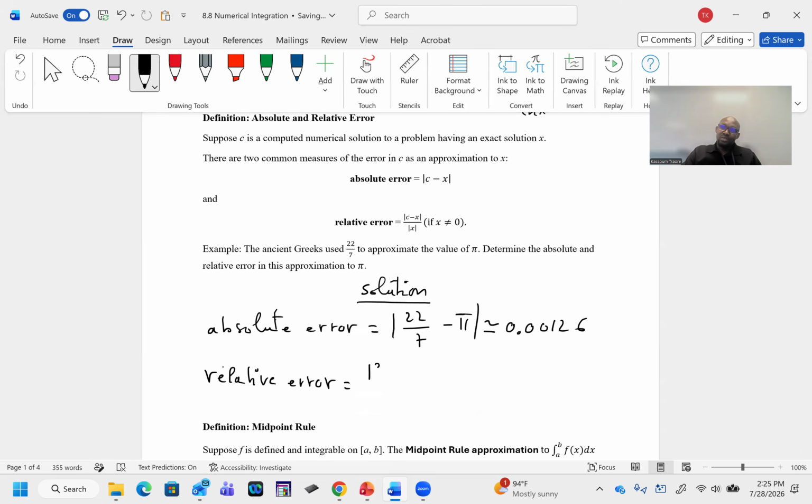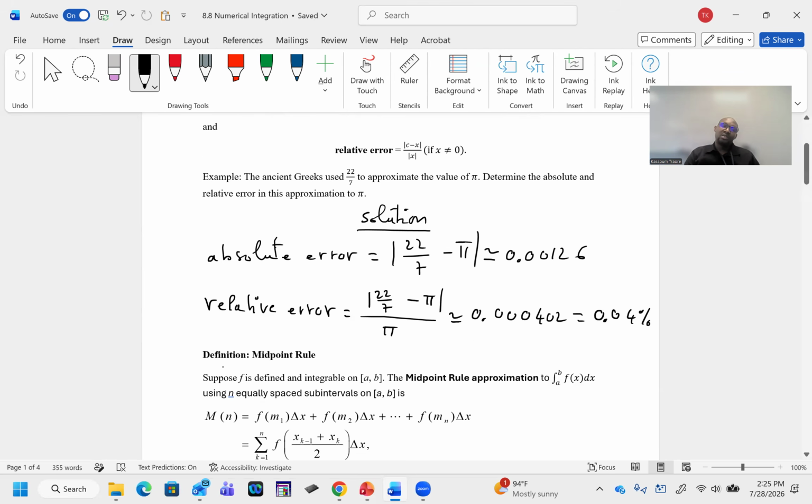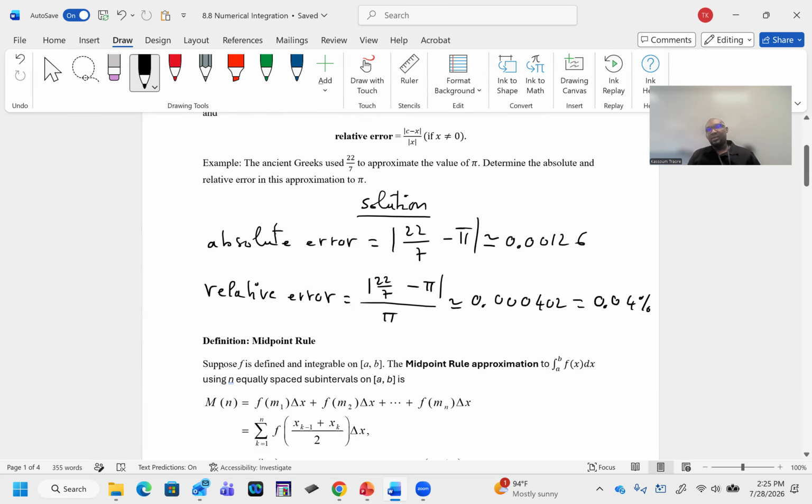And the relative error will be the absolute value of 22 divided by 7 minus pi, divided by pi, which is approximately 0.000402. In percentage, that means the error is 0.04%, basically. After this, we will talk about the midpoint rule.